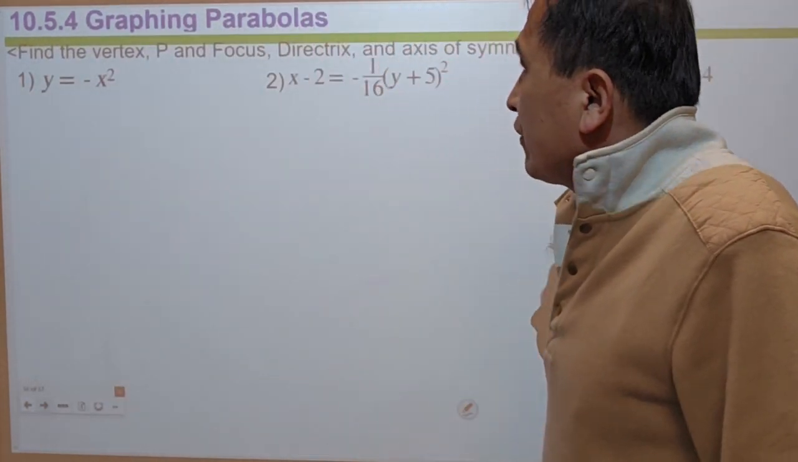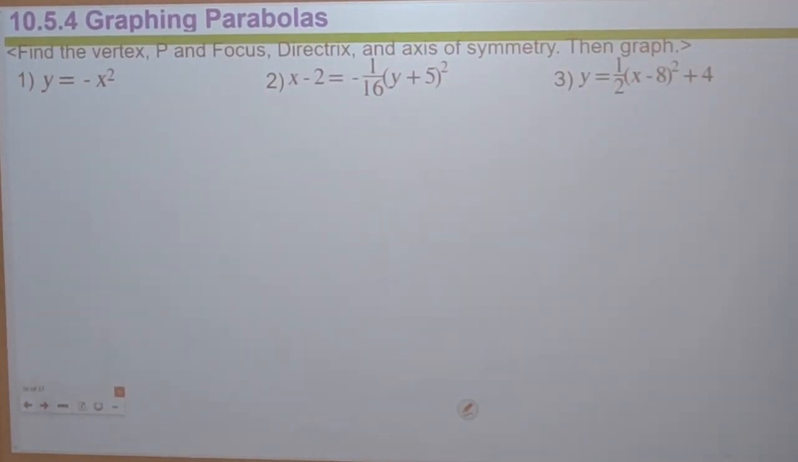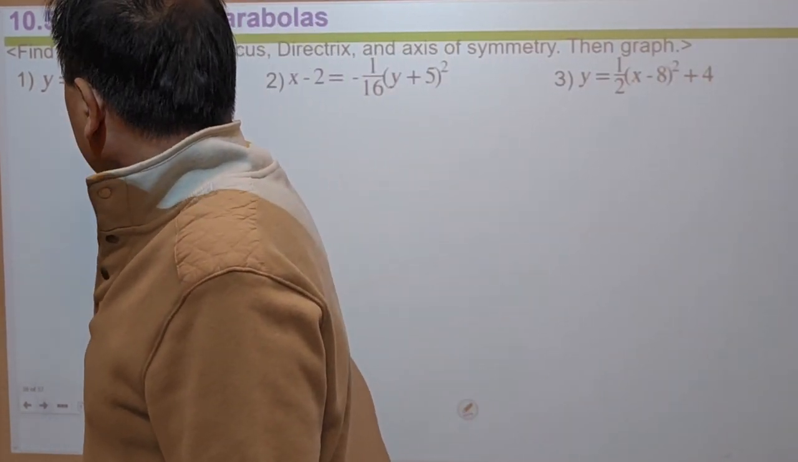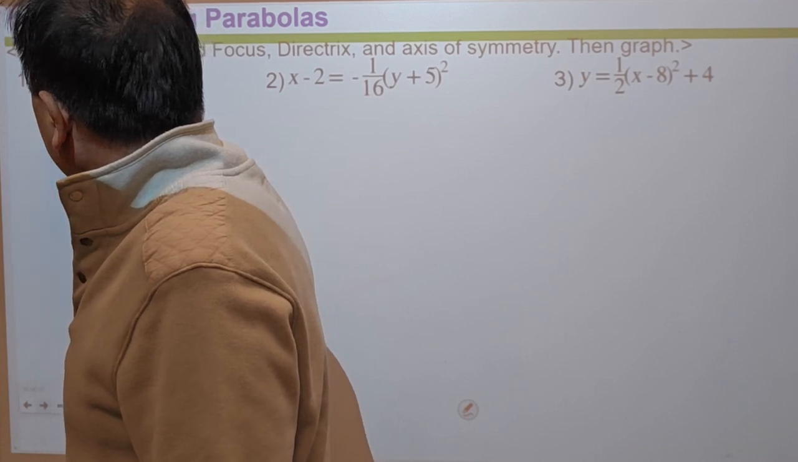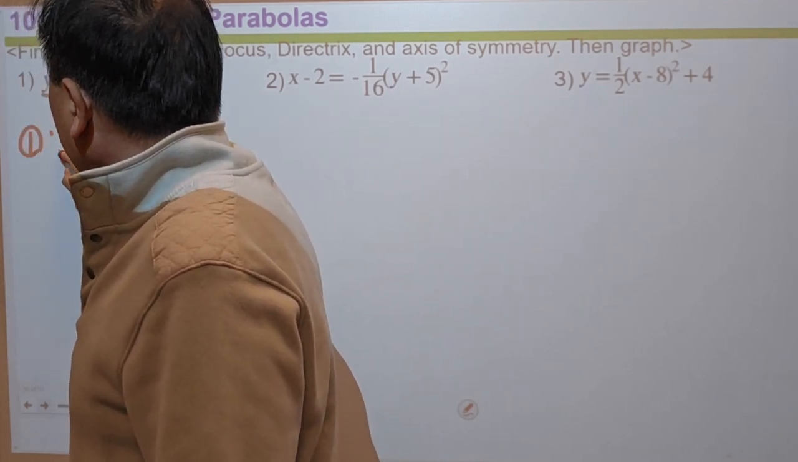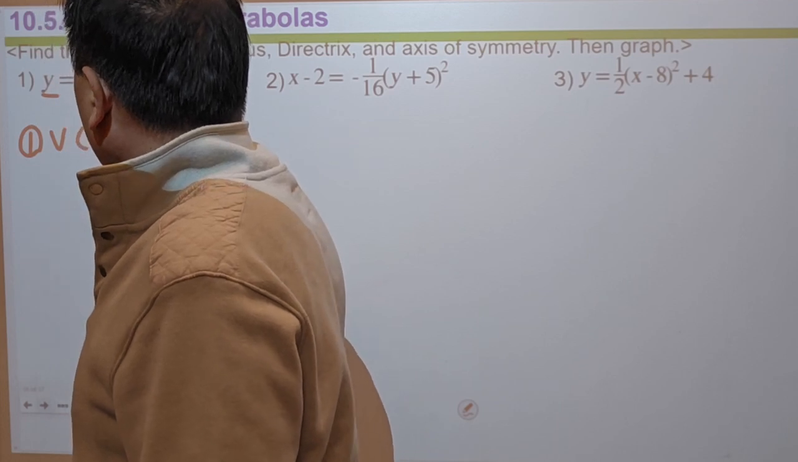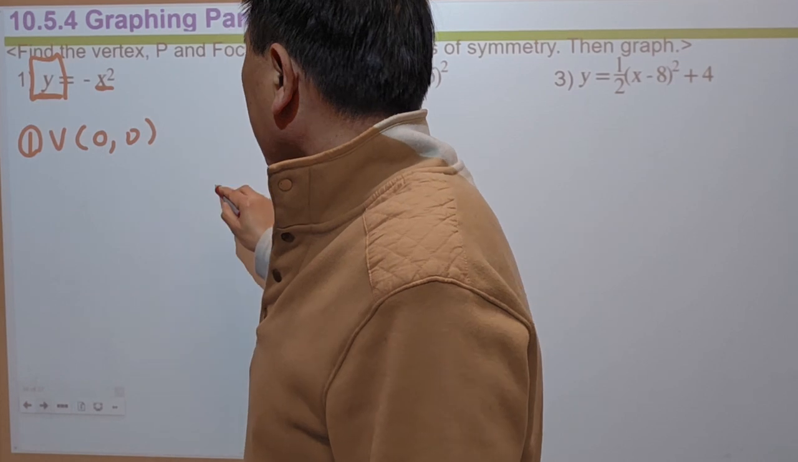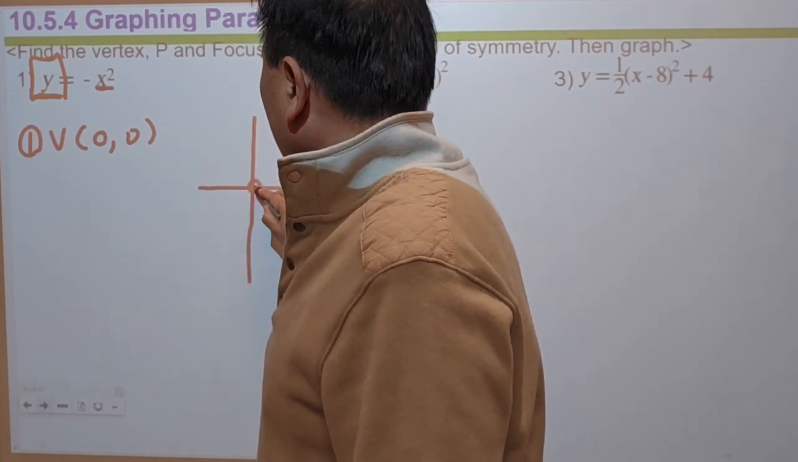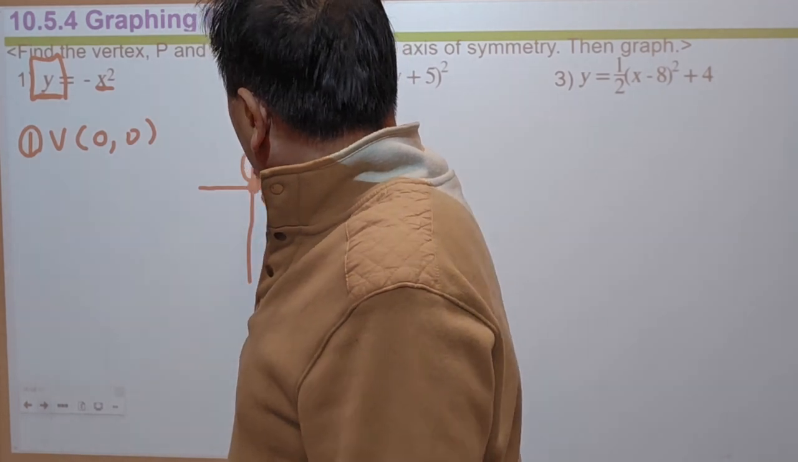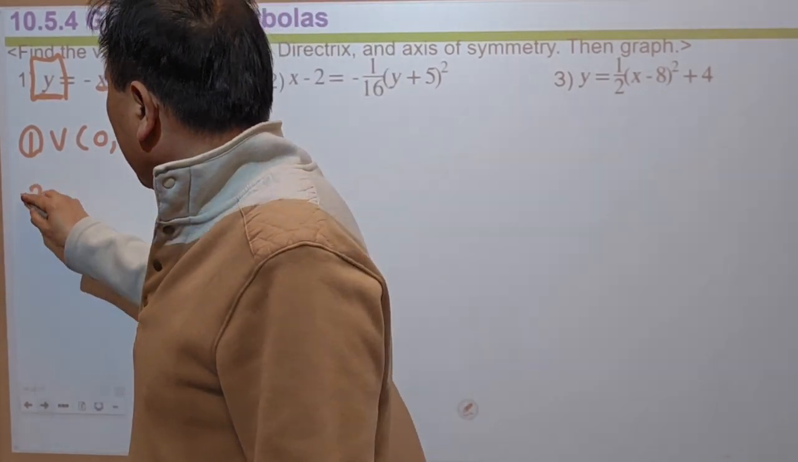Now let's find the vertex, p, focus, and directrix. First, the vertex is found by making the inside of the square 0. That's x equals 0, y equals 0. So the vertex is (0, 0) right there. And on the y-axis, the focus will be there.